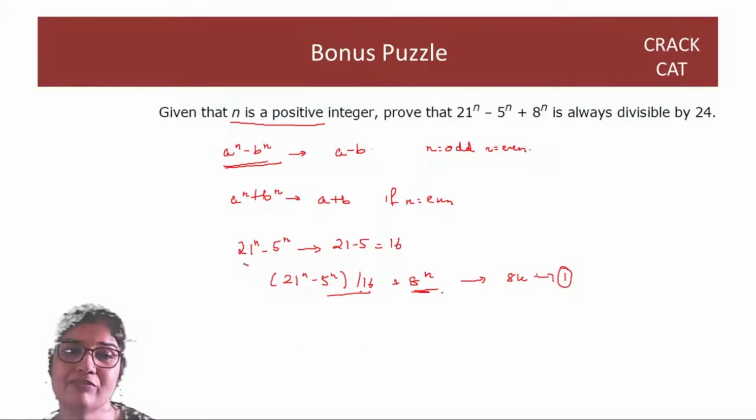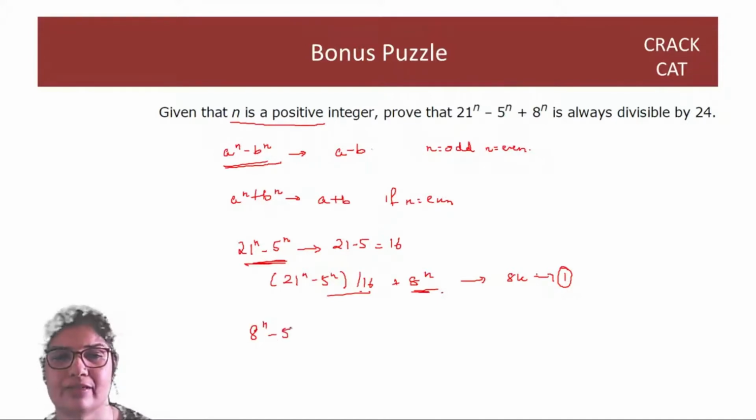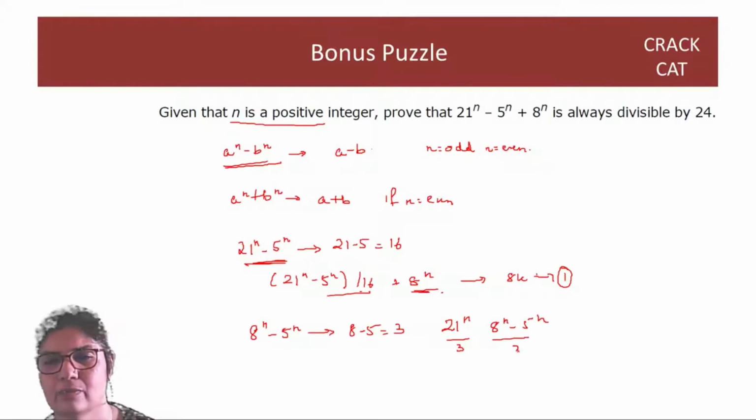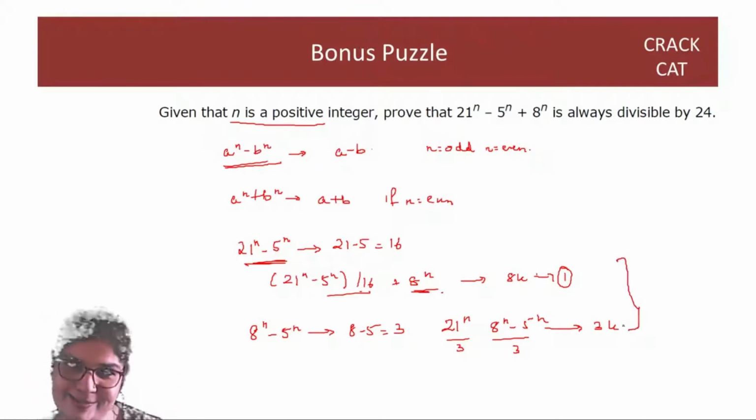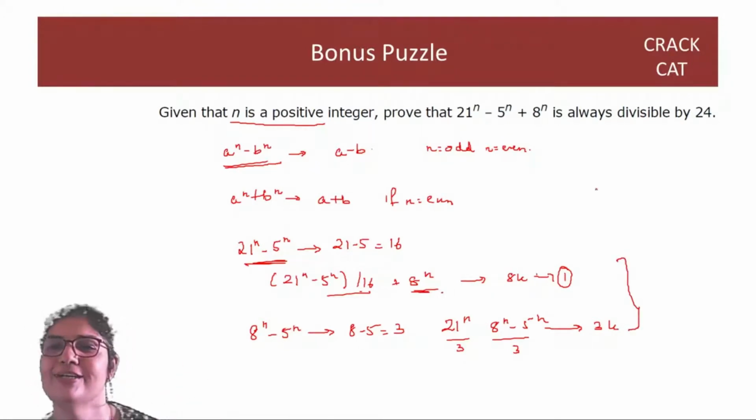The second possibility of getting a minus b format will be with 8 raised to n minus 5 raised to n. This is divisible by 8 minus 5, which is 3. Now, if I combine the whole expression, 21 raised to n is divisible by 3, and 8 raised to n minus 5 raised to n is divisible by 3. So this whole expression is divisible by 3. And hence, the whole expression is divisible by 8 also, by 3 also. So it becomes divisible by 24, right?